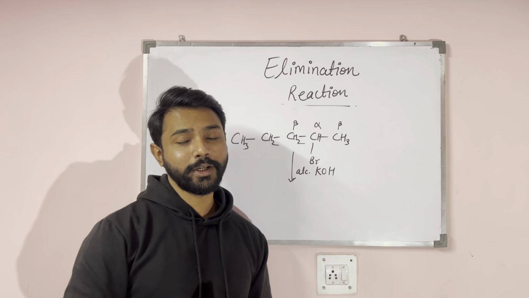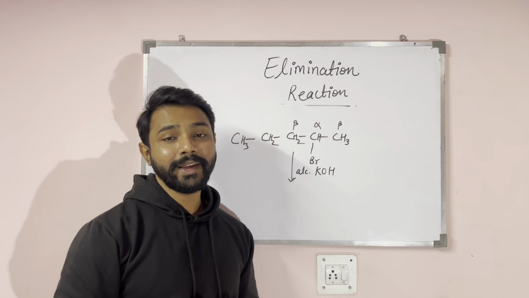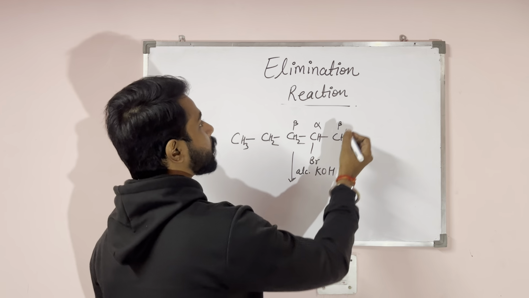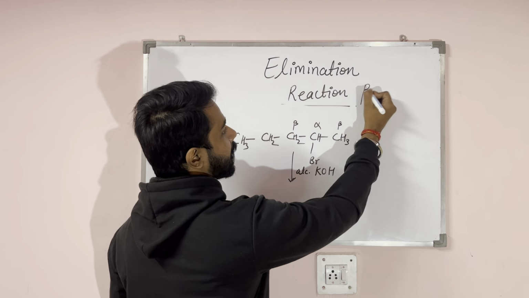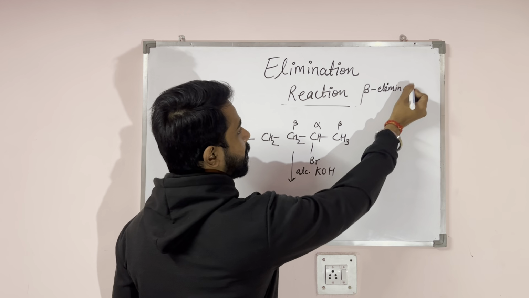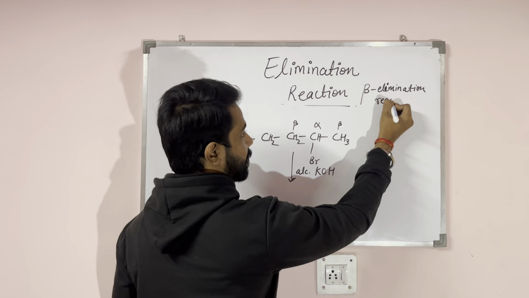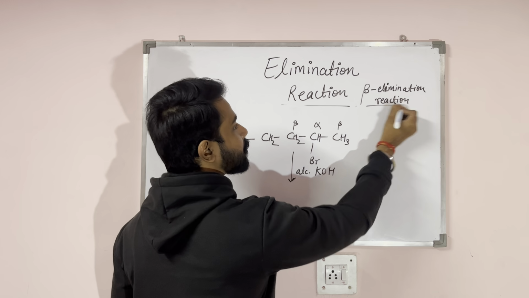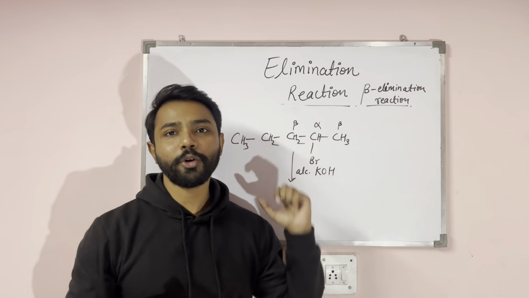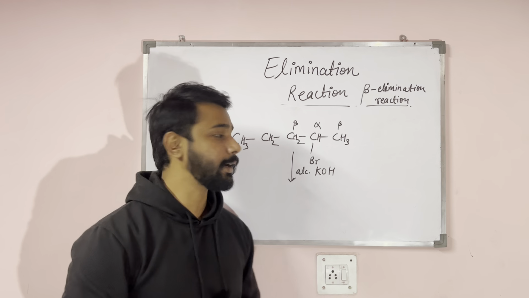And one more thing, students, in this reaction, beta hydrogen is getting eliminated, so this reaction is also known as beta elimination reaction. Here I am writing beta elimination reaction. So this is also a name, please note this down as well. And why are we calling it a beta elimination reaction? Because beta hydrogen is getting eliminated.